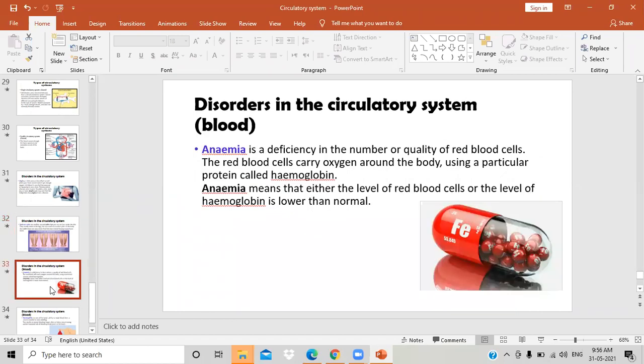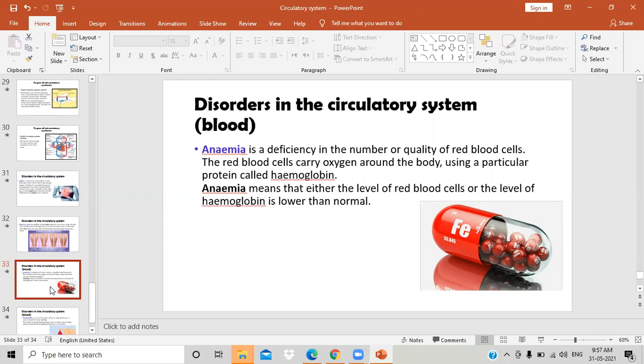The third disorder is related to the composition of the blood. We talked about the heart, we talked about the blood vessels. Now we're going to talk about what runs inside the circulation, which is the blood vessels: the blood. We said that it is made of plasma, red blood cells, white blood cells, and platelets. I'm going to talk about the red blood cells right now.